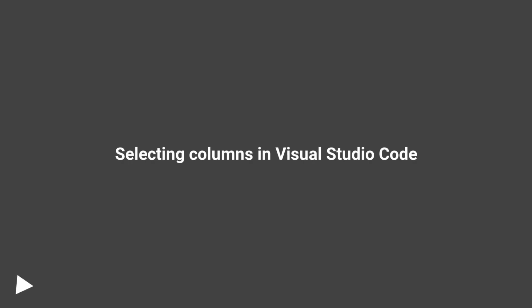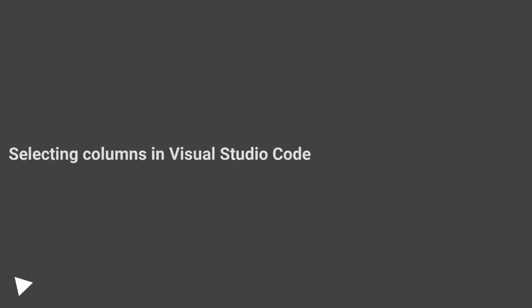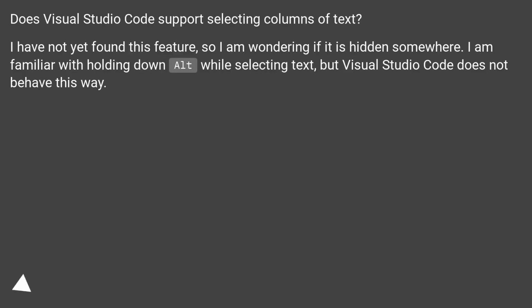Selecting columns in Visual Studio Code. Does Visual Studio Code support selecting columns of text? I have not yet found this feature, so I am wondering if it is hidden somewhere. I am familiar with holding down Alt while selecting text, but Visual Studio Code does not behave this way.